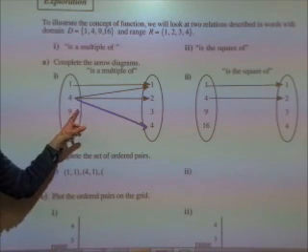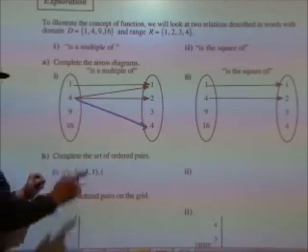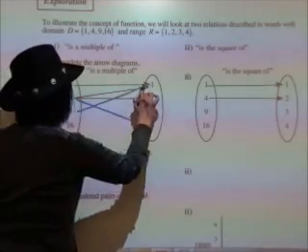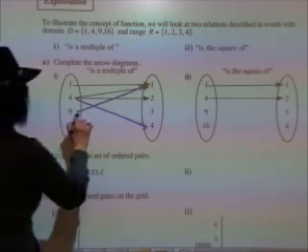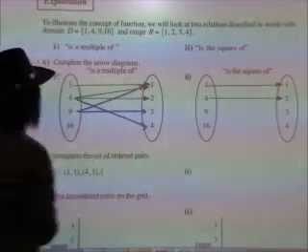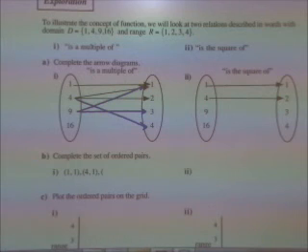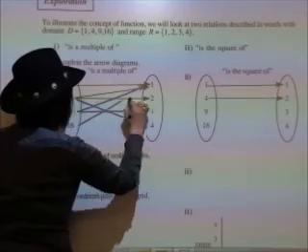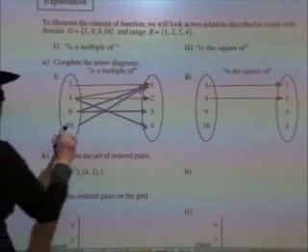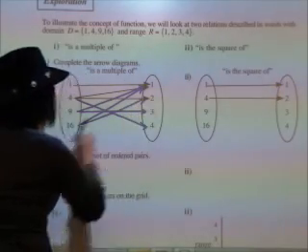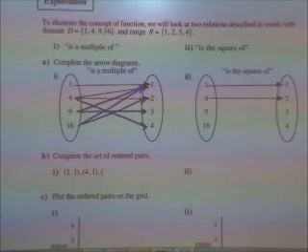9 is a multiple of what? 1. And 9 is a multiple of 3. And 16 is a multiple of 1. 16 is a multiple of 2. And 16 is a multiple of 4.